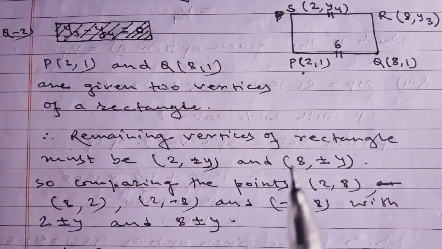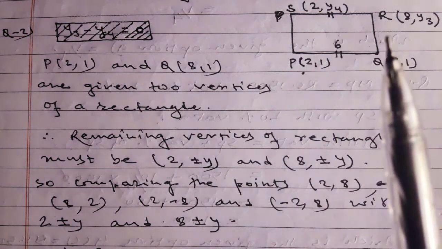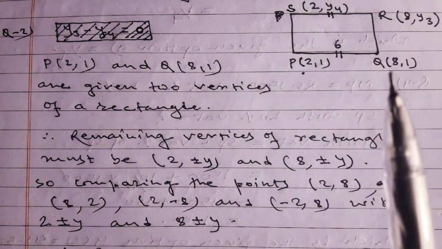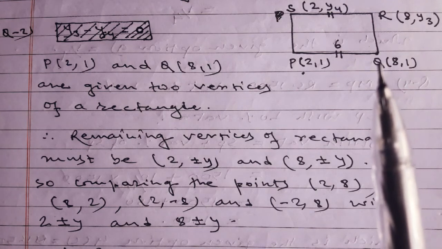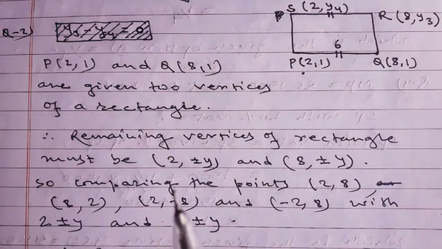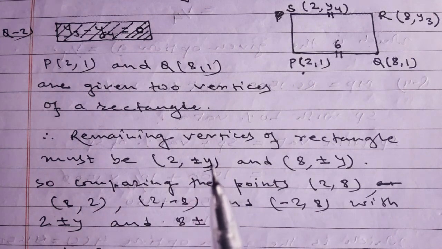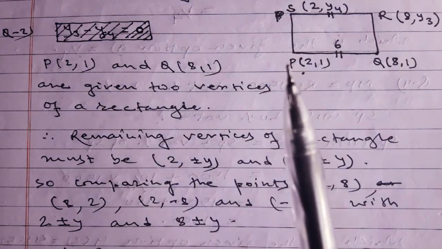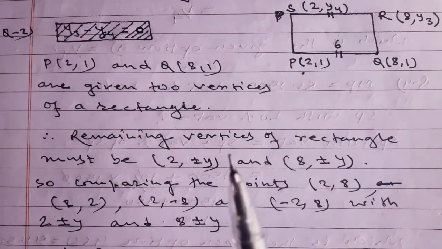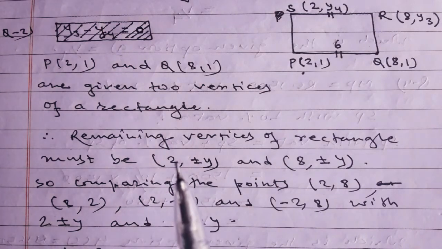So 8 comma 2 will be the vertex just above the point Q. Then 2 comma minus 8: we can compare it with 2 comma plus minus y. So 2 comma minus 8 will be the vertex just below the vertex P, because it satisfies the condition 2 comma minus y, that means 2 comma minus 8.